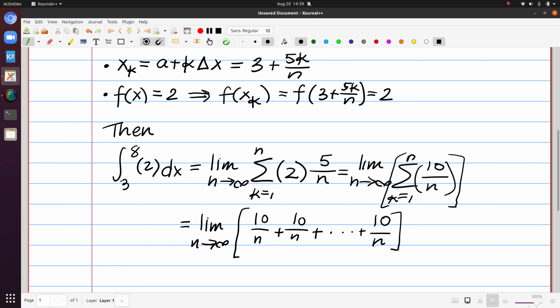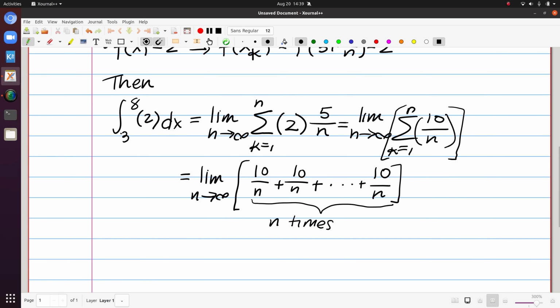So the question is, how many replications of 10 over n are there? How many times am I adding that constant to itself? The answer is n times, because my sum is from 1 to n, so I know that there are n terms. If you add a number to itself n times, that's the same thing as multiplying that number, in this case 10 over n, by n. So if I took the number 2 and added it to itself 5 times, 2 plus 2 plus 2 plus 2 plus 2, that's the same thing as 2 times 5. That's exactly what I'm saying here.